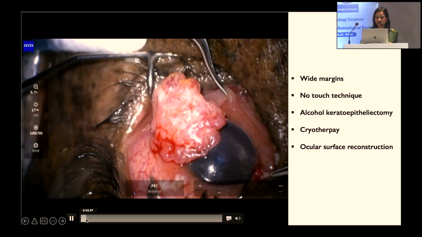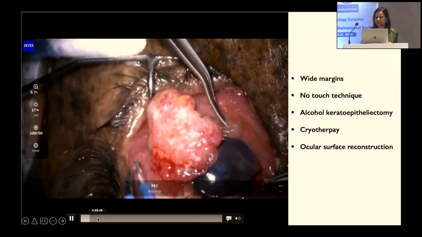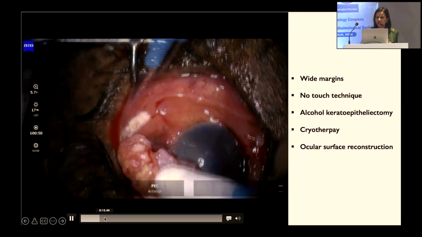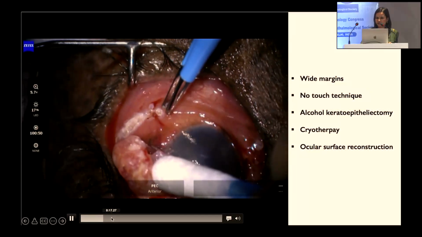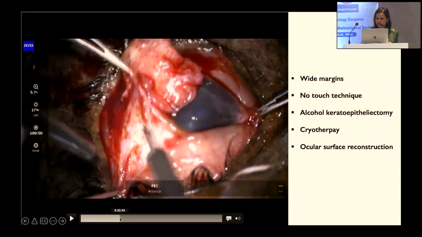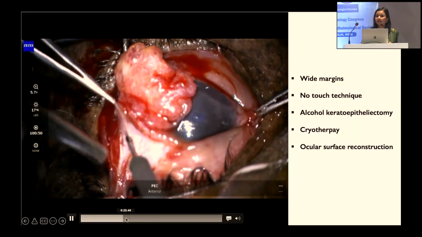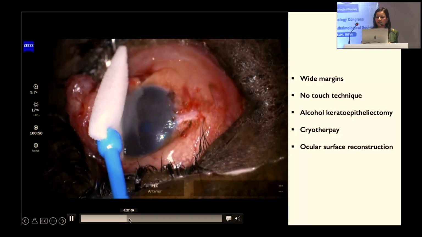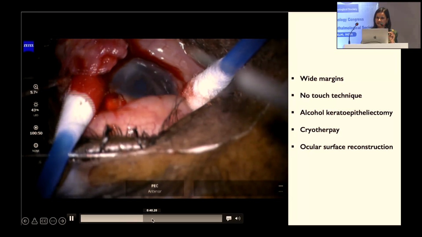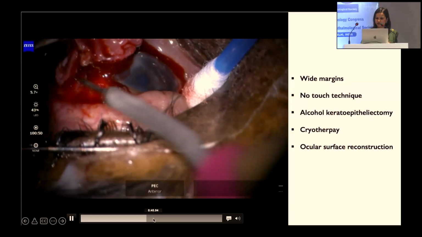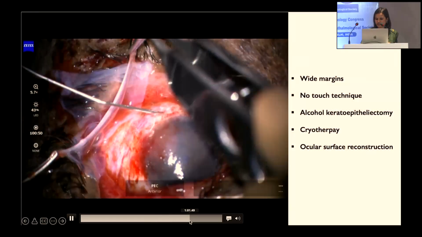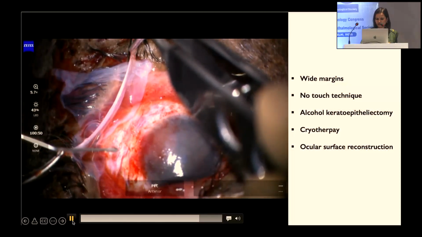Just a quick video here. We go 4 millimeters and take a wide margin beyond the clinically apparent lesion. A no-touch technique is what has been described. Alcohol keratoepitheliectomy is something that needs to be done for the corneal side of the lesion. Limbal sclerectomy has to be done. Cryotherapy is a double freeze-thaw cryotherapy for the resected conjunctival edge and the base of the lesion, and you can actually do the ocular surface reconstruction with amniotic membrane graft.